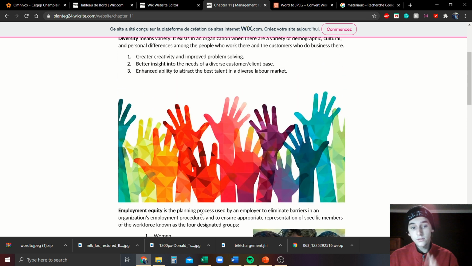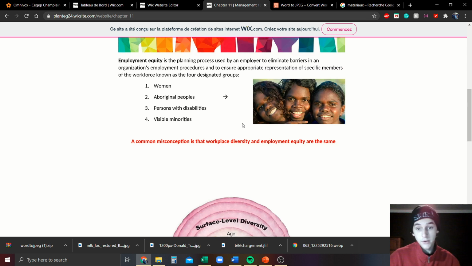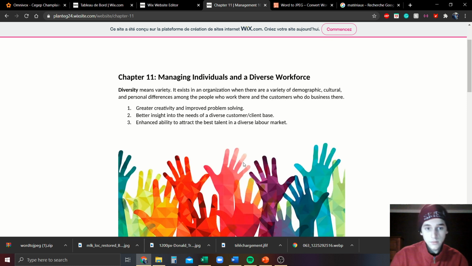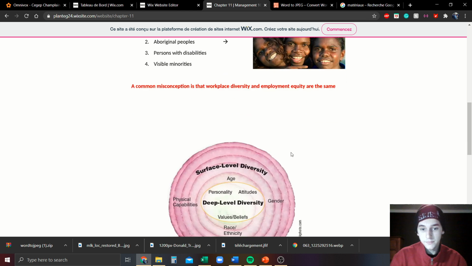It's important to know that employment equity is about when you're hiring people, when you're trying to get new people externally. It is important to think about diversity and that everyone has the same opportunity as everyone, whether they are a woman, an Aboriginal person, a person with disabilities, or a visible minority. Everyone is supposed to be treated fairly and equally. So this is the difference between diversity and employment equity in the workplace.